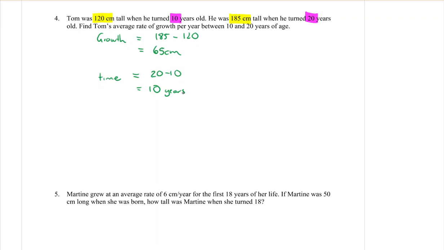So remember the average. We did talk about an average growth rate. He might not have grown the same amount every year, but we want to average it over those 10 years. So his growth rate is going to be the 65 centimetres that he grew over the 10 years. Now we divide the numbers. 65 divided by 10 is 6.5 centimetres per year.